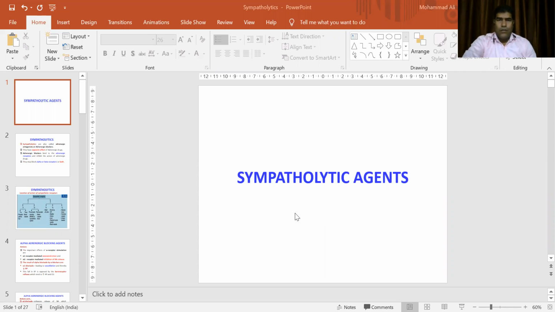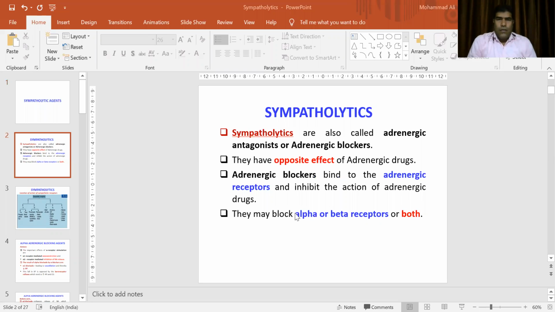We are going to discuss sympatholytic agents. Sympatholytics are also called adrenergic antagonists or adrenergic blockers. They have the opposite effect of adrenergic drugs. Adrenergic blockers bind the adrenergic receptors and inhibit the action of adrenergic drugs. The adrenergic blockers may block alpha or beta receptors or both.